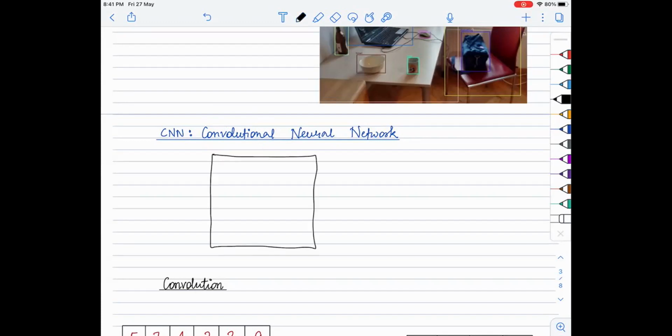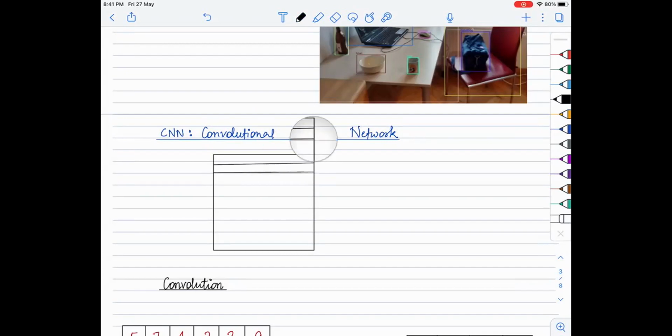Any image in your computer is represented as pixels. These are like boxes, and every image is composed of many such small boxes. Each box is one pixel, and each pixel has a number between 0 and 255. Let's just talk about black and white images for the time being. We'll talk about colored images later.